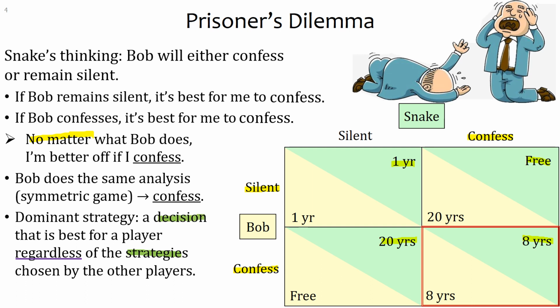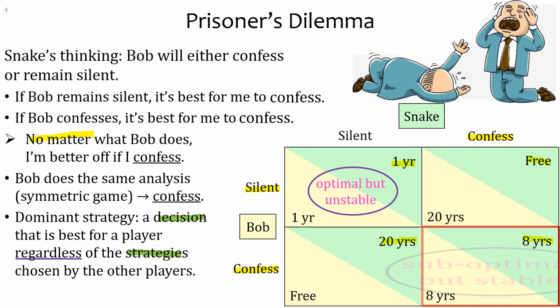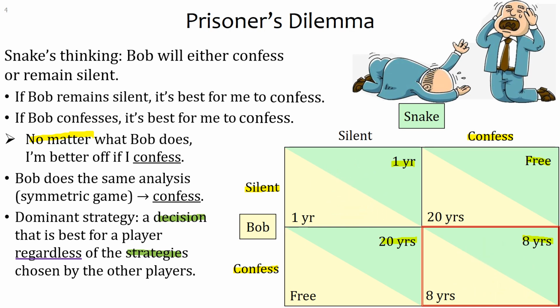Now notice which one is best for both of them jointly. If you look at the chart, what you have is that 1 year and 1 year would be optimal. But it's unstable because if you're in the 1 year box, then each of them has an incentive to go free, right? So each of them has an incentive to deviate from that decision. If you look at the 8 year and 8 year, it's not optimal, it's suboptimal, but it's stable. It's stable in the sense that none of them has an incentive to change their mind, okay? So that's what's going to happen. Pause here and take notes.